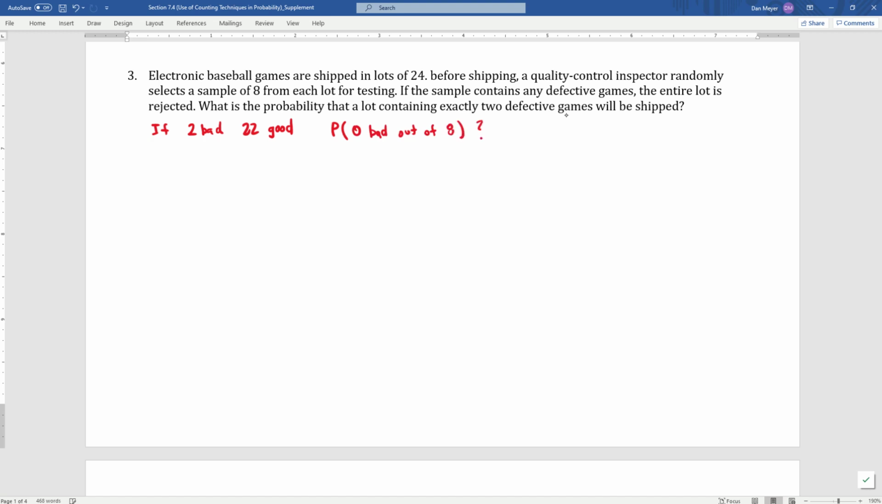All right, again, there's a sample of 8 that they're going to test out of the 24. And if this lot's going to get shipped, then none of the 8 are going to be bad games. All right, so we're just selecting 8 games.